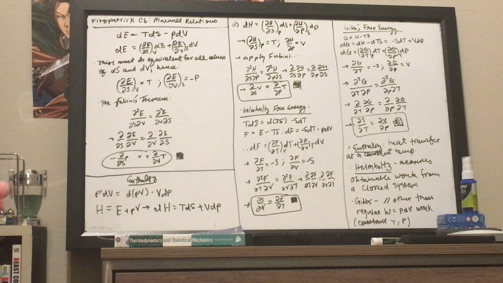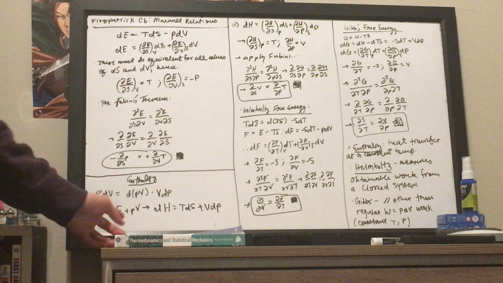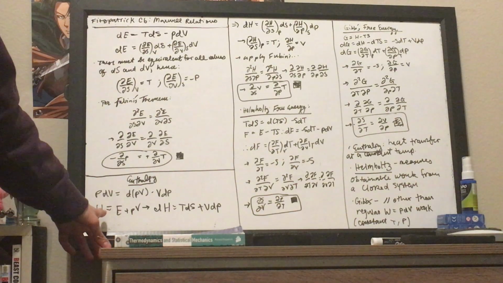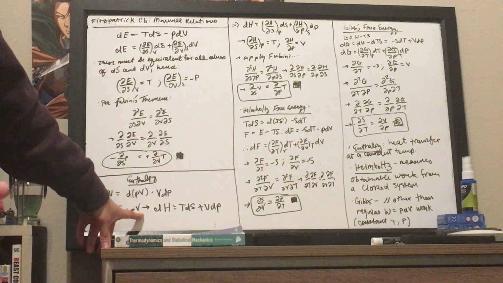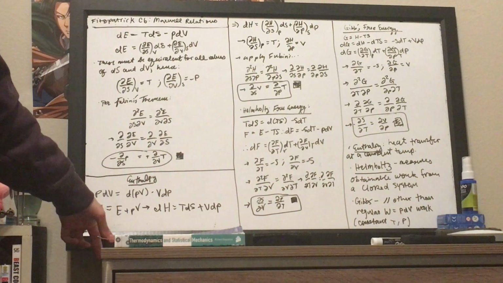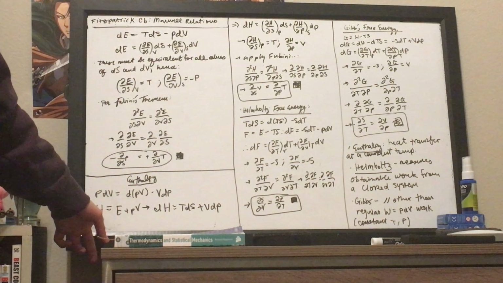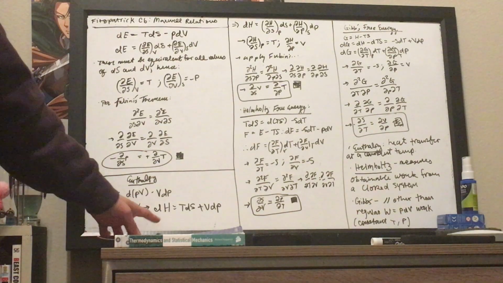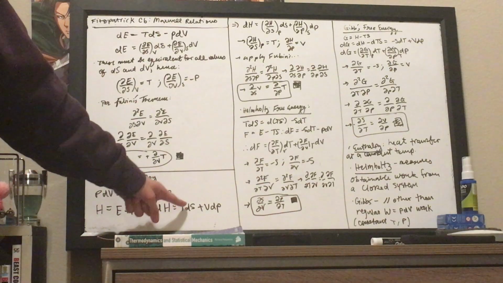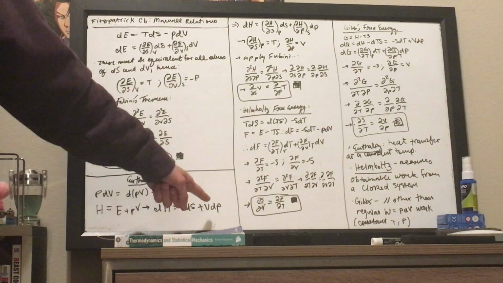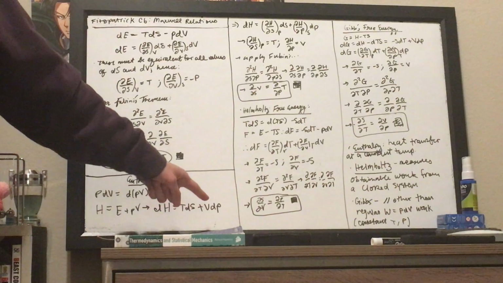But anyway, we repeat the process for enthalpy. We define our enthalpy as being our energy, or internal energy, plus our pressure times our volume. When we take a differential of this particular expression, we get that our differential for our enthalpy is equal to our temperature times our change in entropy plus our volume times our change in pressure.